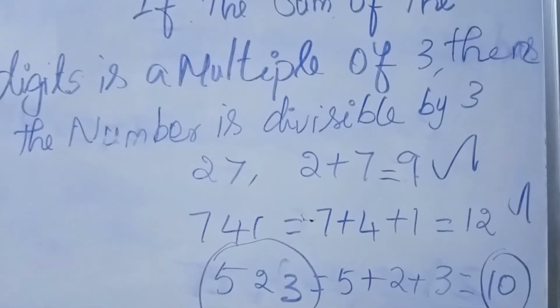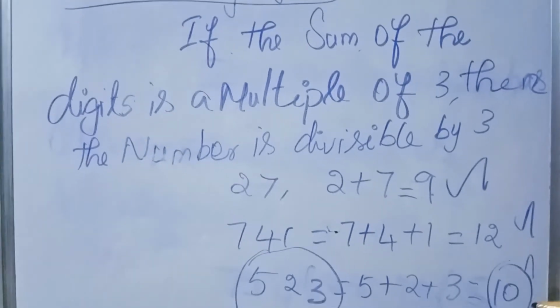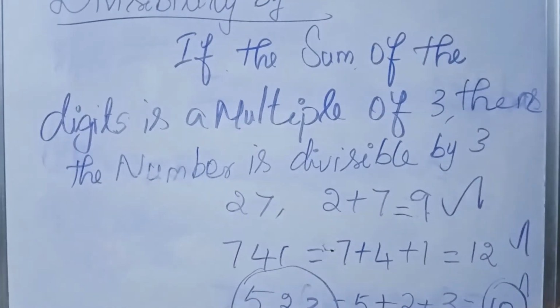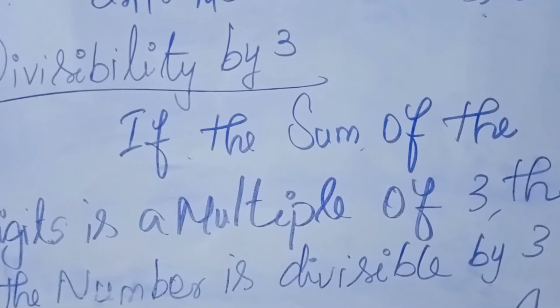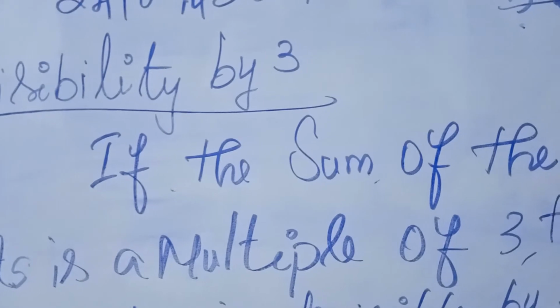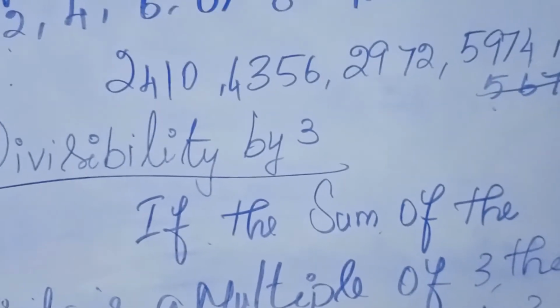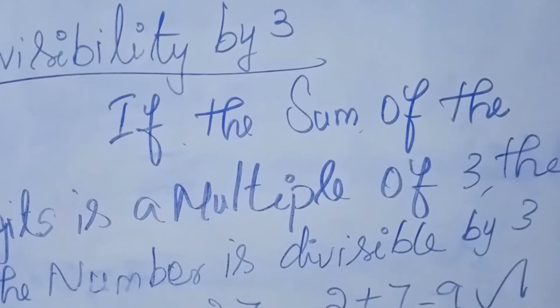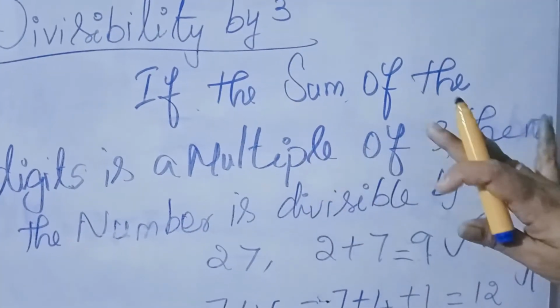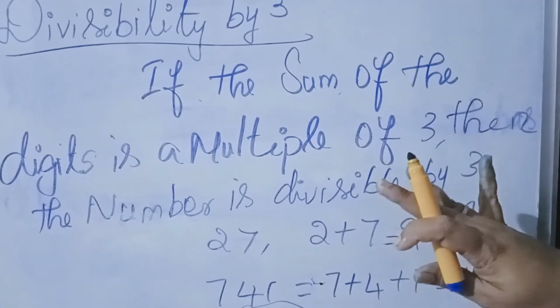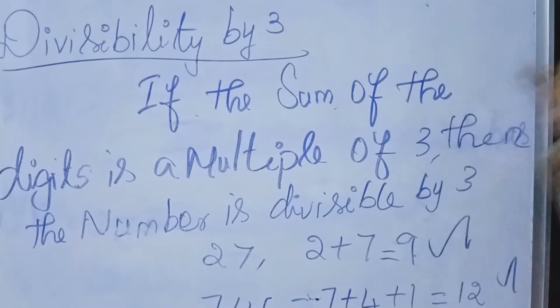Okay, why? Because 10 is not a multiple of 3. So this number is not divisible by 3. Okay, so you have to add the digits and check whether the sum is a multiple of 3 or not. That's all. If the sum of the digits is a multiple of 3, that means the number is divisible by 3.